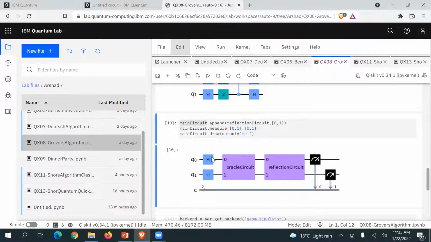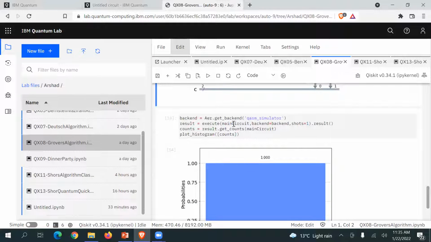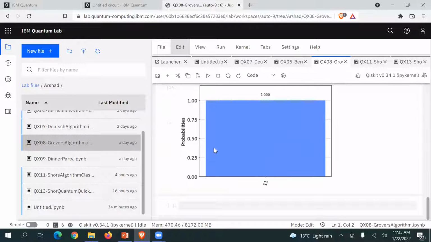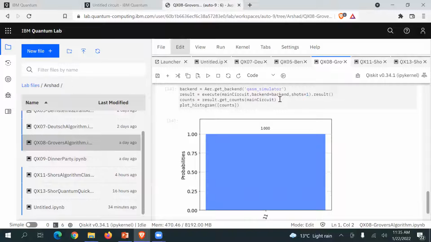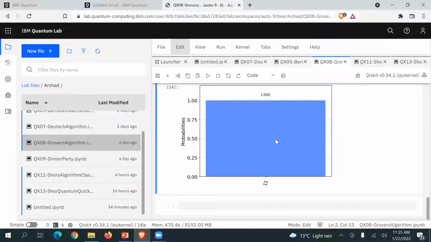So the Hadamard gate is the main circuit, then we put in the Oracle circuit and the reflection circuit, and then we finally measure. From the measurement we run it on the simulator, and we identify that this is our winning probability, and this state 11 is the winning state. We got it with only 1 shot. It was able to identify the winning state of the quantum bits.